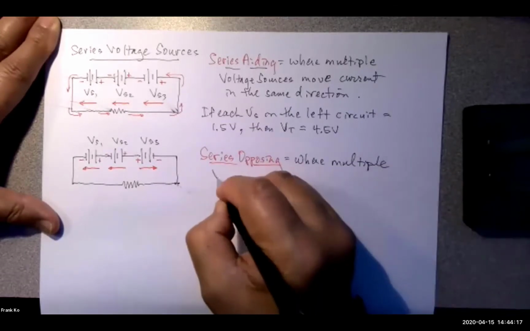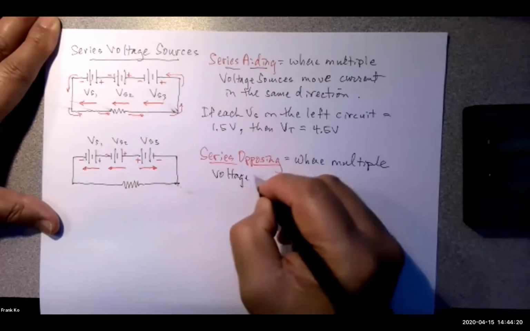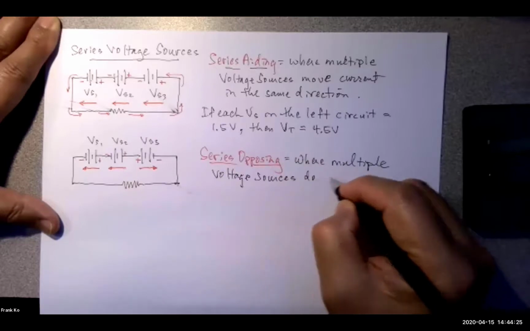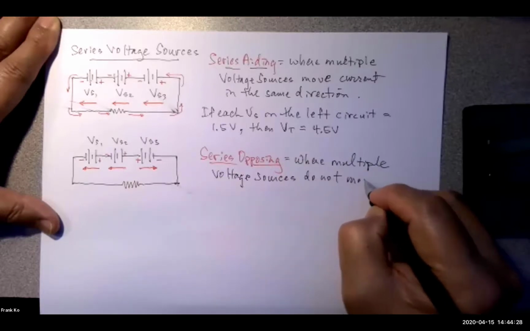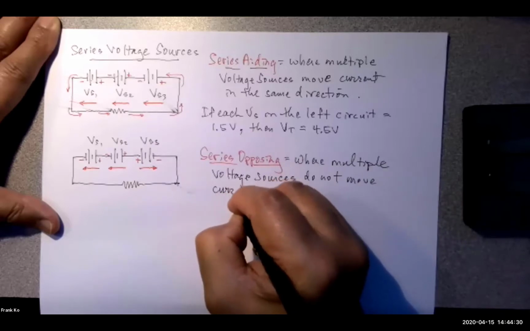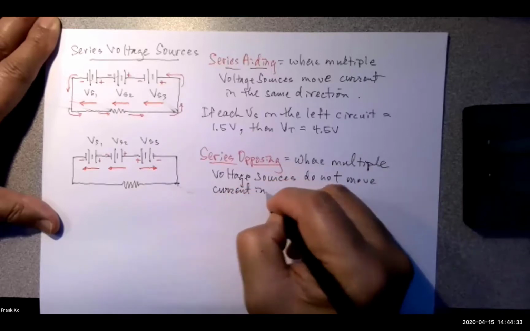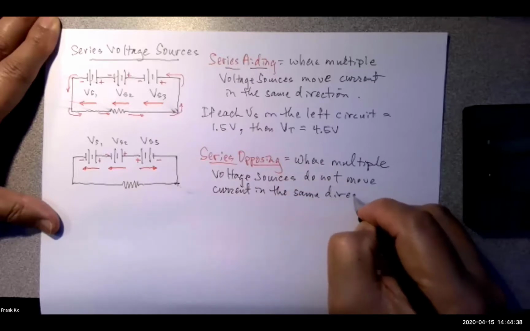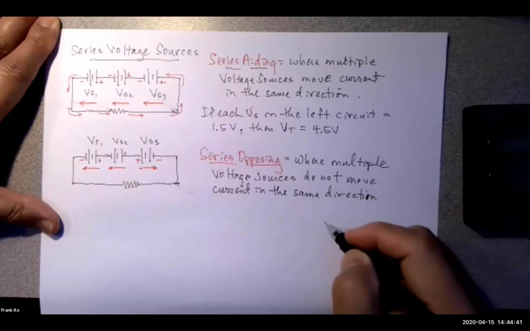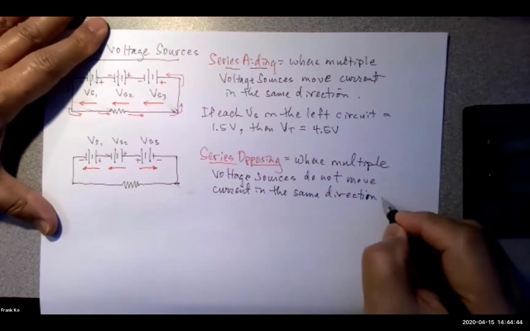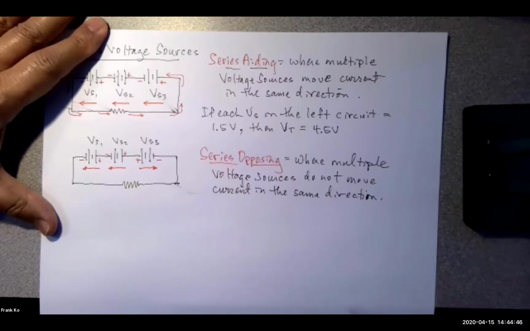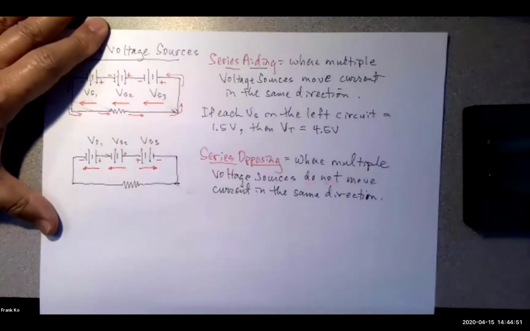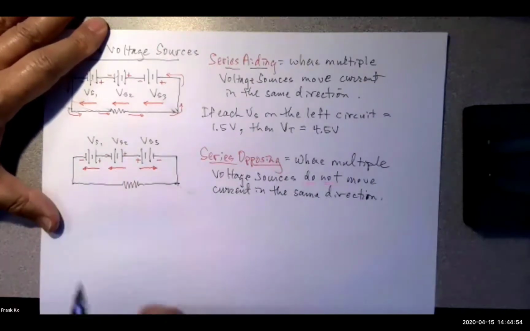Series opposing. And this is where multiple voltage sources do not move current in the same direction. Okay, and so the period. So the operative word here is do not move current in the same direction. So two are going in one direction, one's going in the opposite direction.